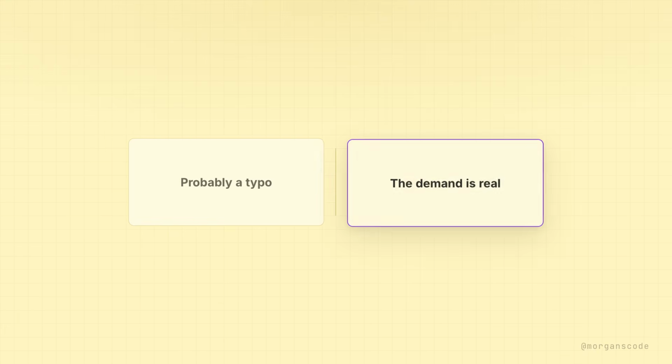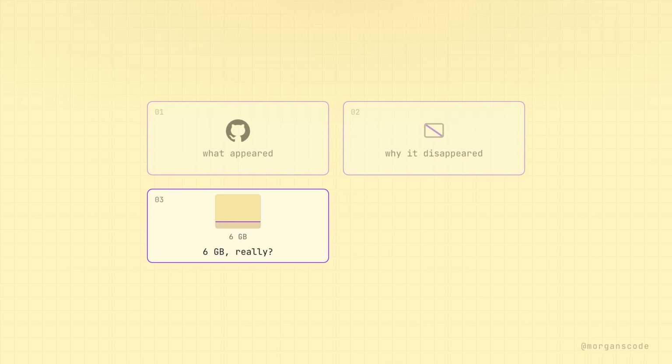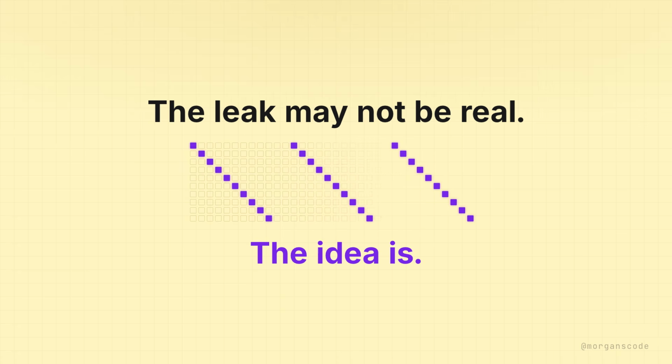So this could have been nothing more than a typo. But the reaction reveals something more important. This is the model many local AI users actually want. In this video, what appeared on GitHub and why it disappeared. Then, whether a model like this could really run with only 6 GB of VRAM, and how close it could get to Qwen 3.8 27B. Because the leak may not be real, but the idea behind it makes a lot of sense.